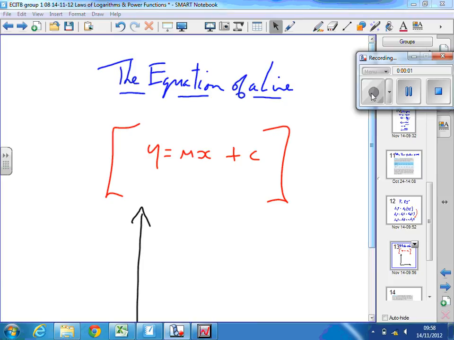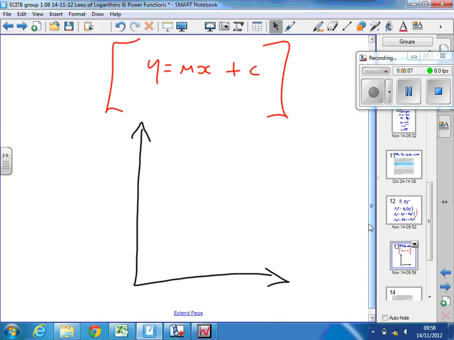y equals mx plus c. Should ring bells at GCSE. You will have done this at GCSE. And as has been pointed out, if I'm plotting y against x, those are my two variables. Normally, what we call the independent variable, x, goes on the horizontal axis, and the dependent variable, y, which depends on x, goes on the vertical axis.